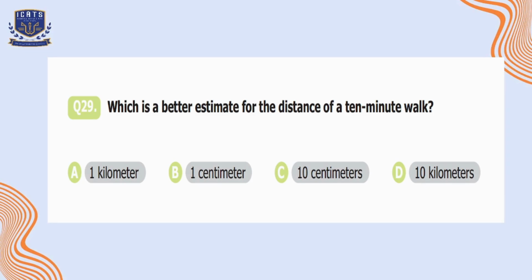So option C and B are not reasonable. For 10 minutes walk, 1 kilometer is a suitable option. So we will select option A over here.